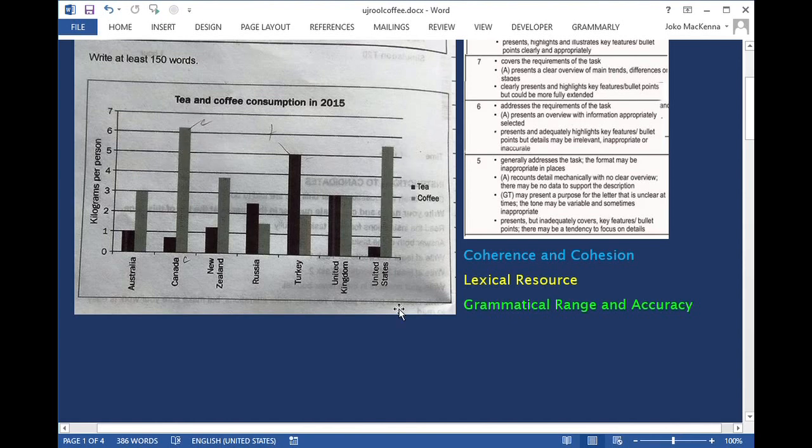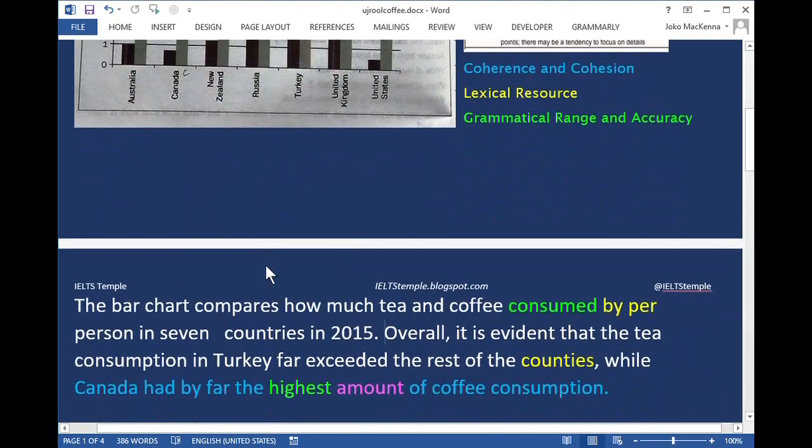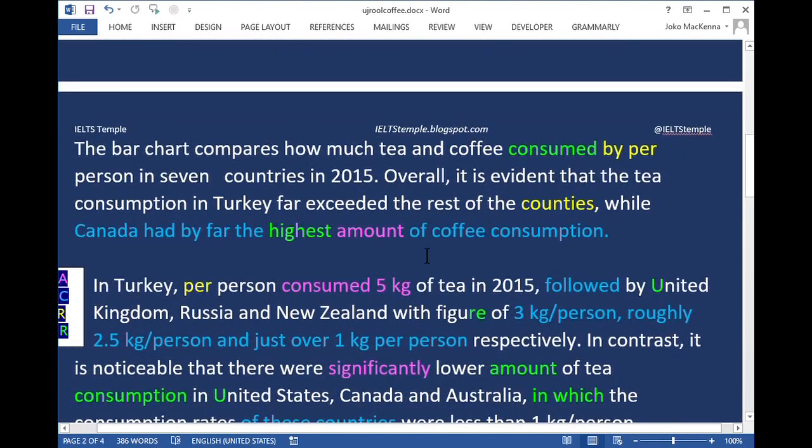America drank 4 times the amount of coffee that Canada did. Not per person, but the amount. So this is not recognizing what the graph shows in terms of per person. So every Canadian person drank more coffee. Well, not everyone, but the average Canadian did, but not in total. It's not the highest amount.